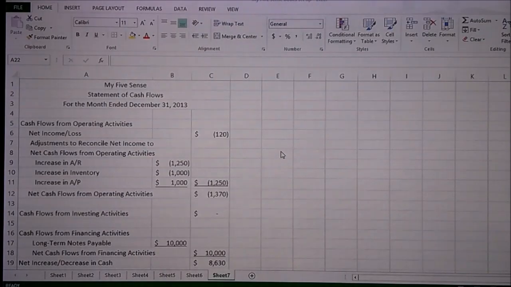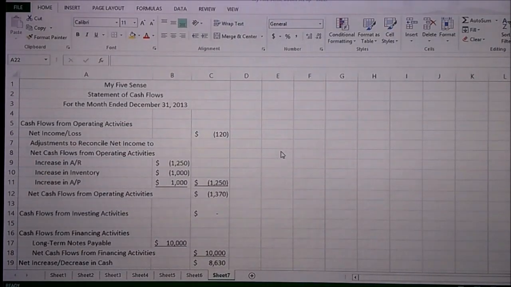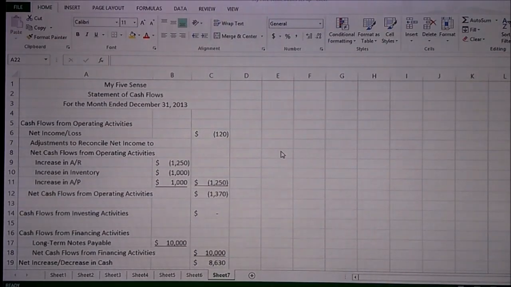Your two most important statements are your income statement and your balance sheet, and I would say your statement of cash flows comes in as your third most important financial statement. But definitely your balance sheet and your income statement are the main two financial statements. So back to the statement of cash flows. There are 3 sections: operating activities, investing activities, and financing activities. In the operating activities, we are reconciling net income to show it on a strictly cash basis. So net income is usually made up of non-cash expenses and also non-cash revenues.